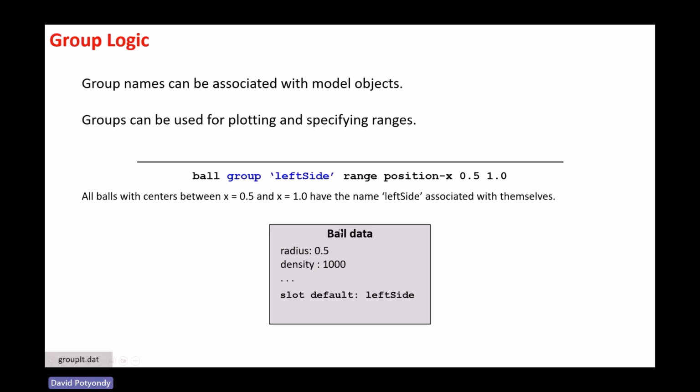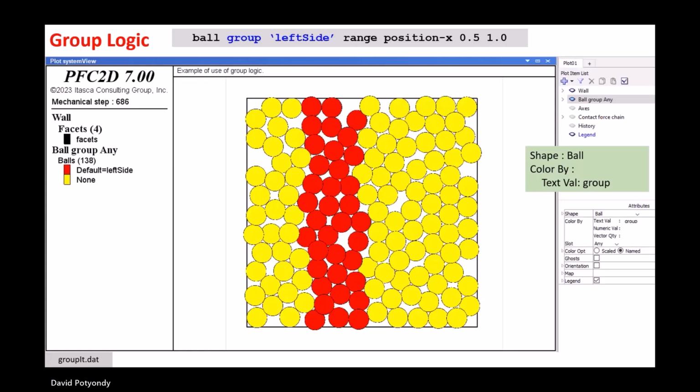So think of it like this. Every ball has a big chunk of data. Remember when we clicked on the ball, it showed that big box in the middle with all the different data. So, for example, each ball has a radius field. It has a density field. It also has a bunch of these group names that are associated with it. Okay. So notice after this command, the balls that are assigned to it are going to have this left side. Think of this like a sticky note that we stick on those balls, this word left side on them.